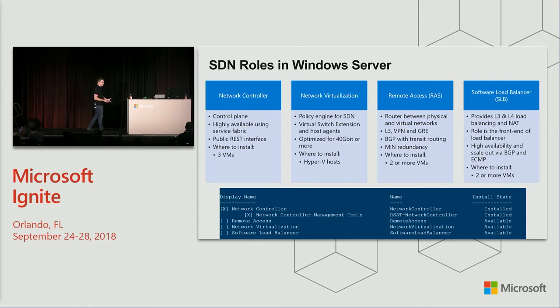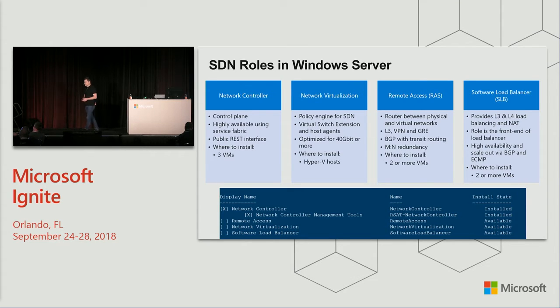Network controller is essentially the brains of everything. It's your control plane. It's what goes out, takes commands from the management application, whether it's VMM or Windows Admin Center or something third party. Takes those controls and then distributes out the individual commands for the Hyper-V hosts or the load balancer and gateways to go do the work.